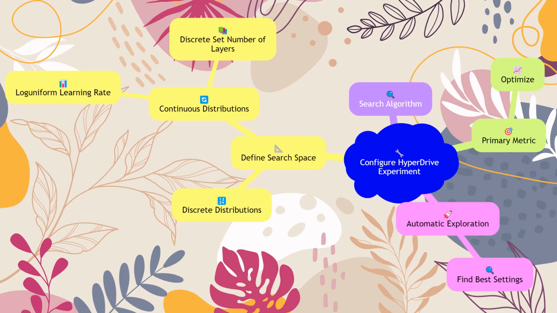To configure a Hyperdrive experiment, you need to define the search space for your hyperparameters, the primary metric to optimize, and the search algorithm to use. The search space can be defined using discrete or continuous distributions, depending on the nature of the hyperparameter. For example, the learning rate might be sampled from a log uniform distribution, while the number of layers could be sampled from a discrete set of values. Once configured, Hyperdrive will automatically explore the search space to find the best hyperparameter settings.